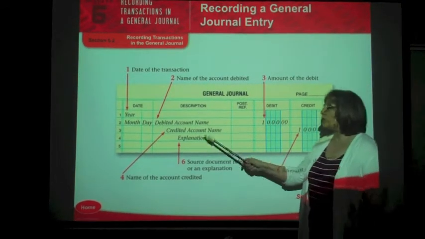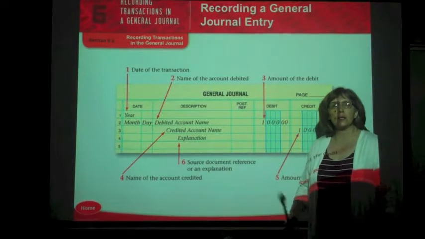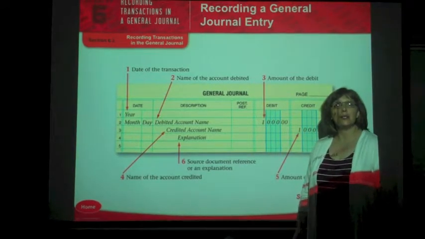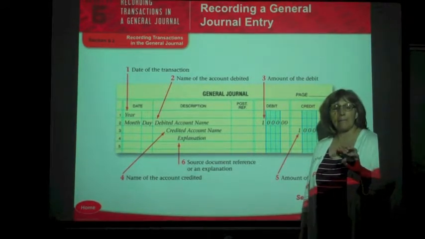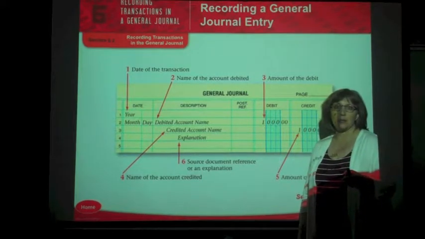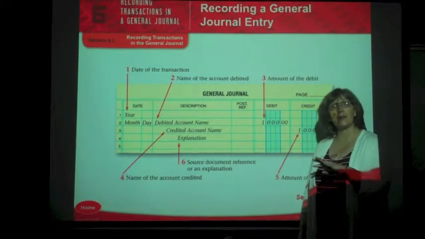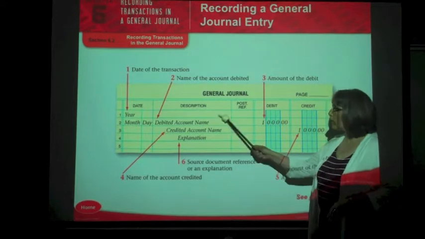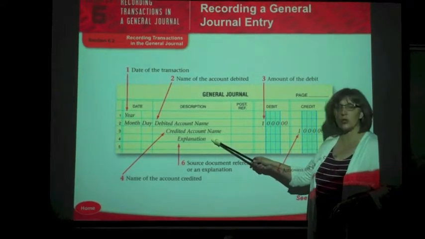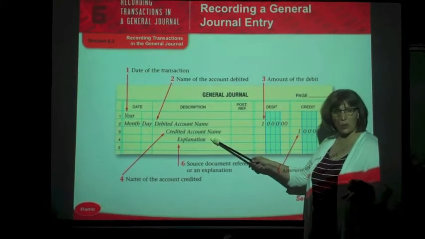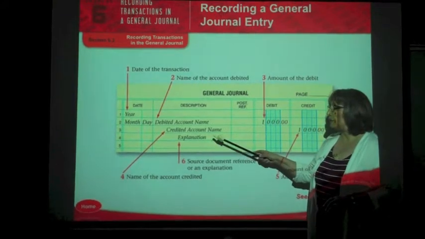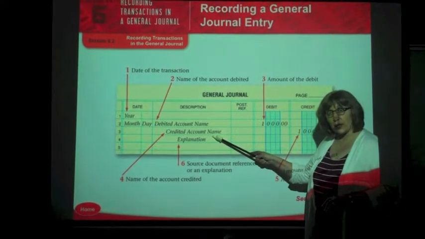The last line of this transaction is the explanation. Now we're going to simplify the explanation by simply putting the name of the source document. So we might have invoice and it might have a particular number. If we have questions about this transaction, all we have to do is go back to that source document, go to where we have it filed, get it out and take a look at it.